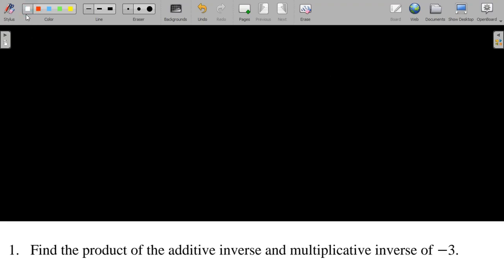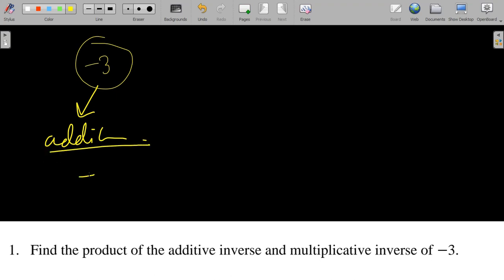So in the first question, it was written: the product of the additive inverse and the multiplicative inverse of -3. So the number discussed here is -3. The additive inverse will be +3, because for the additive inverse we just change the sign, and for the multiplicative inverse we take the reciprocal of the number, so that would be 1 by -3.